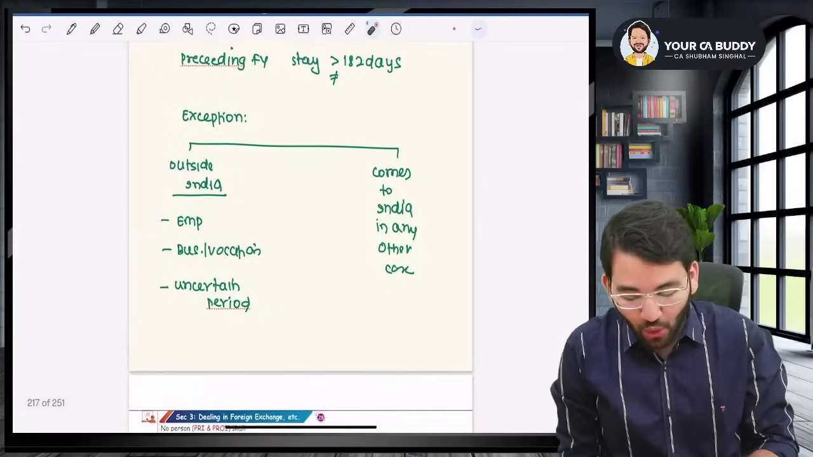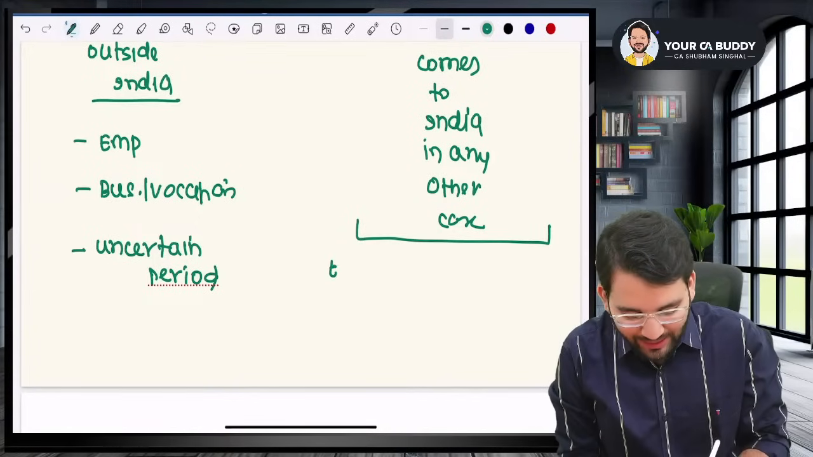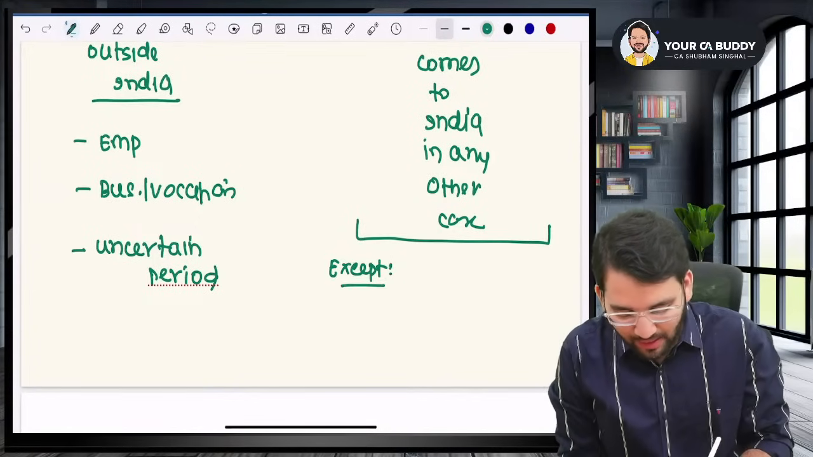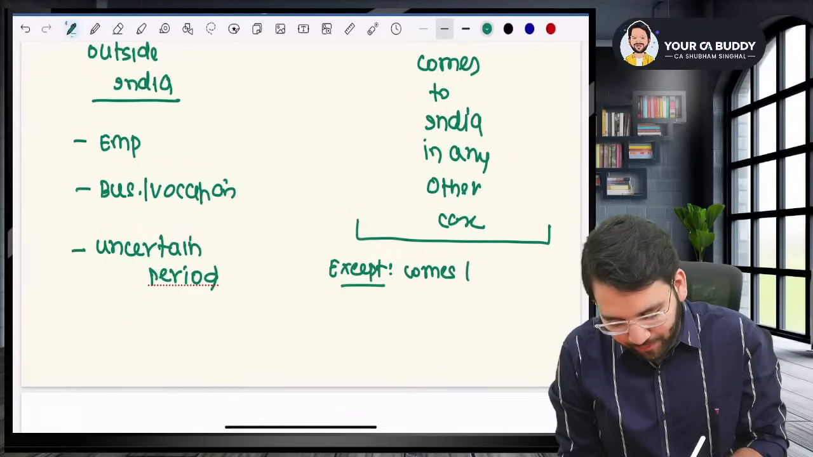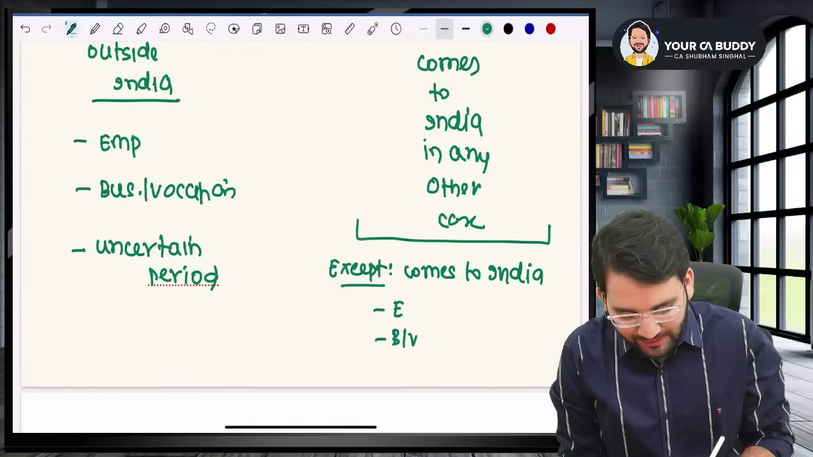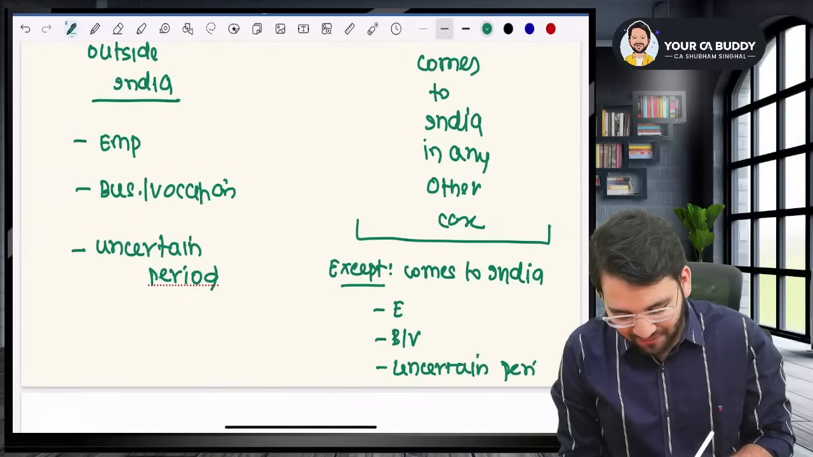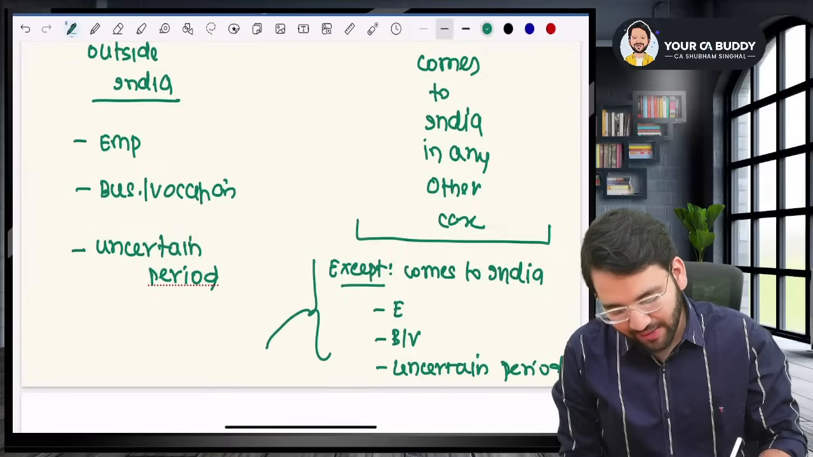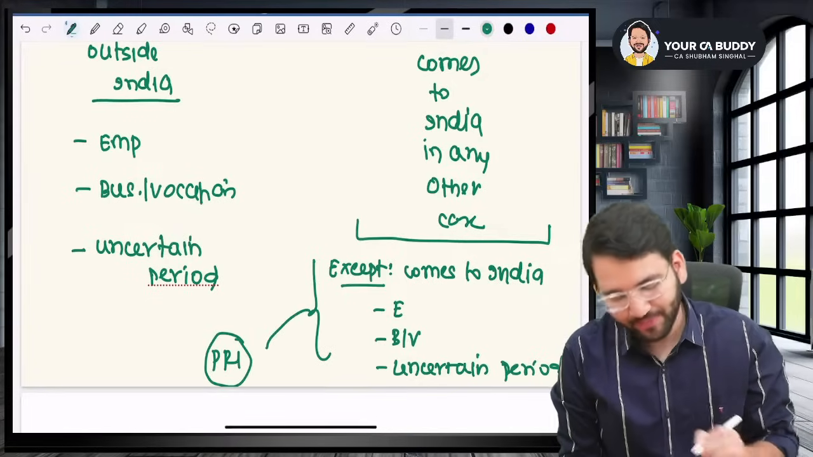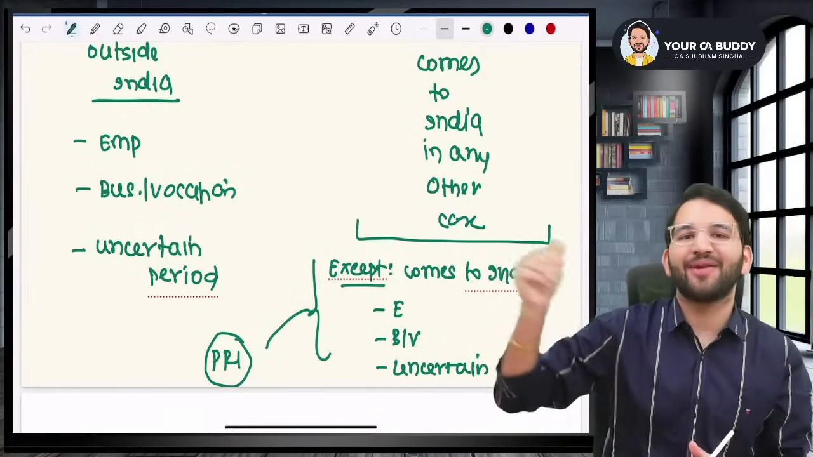But if you go outside India or if you're coming to India generally, you'll not be considered a PRI. However, there is one more exception to this. Except if a person comes to India for what? For employment, for business or vocation, or for an uncertain period. If he comes to India for an uncertain period, he will become a PRI.